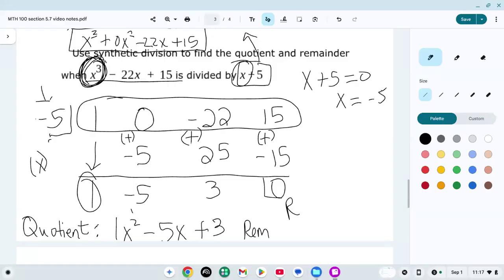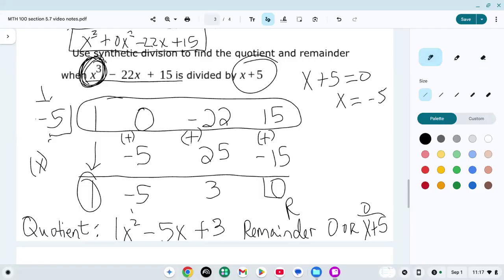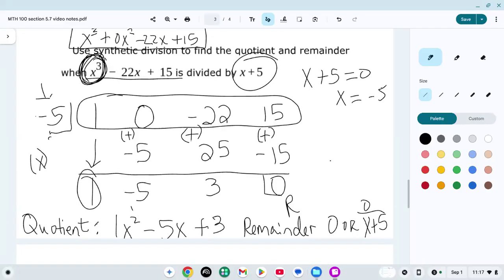Then Alex is also going to ask you to identify the remainder, which would be 0. Or sometimes Alex wants you to put that 0 over what you are dividing by. And in this case, we were dividing by x plus 5. So that's how I put the remainder. The remainder always goes over what you are dividing by. Now, I don't know which way Alex is going to want it, either just the 0 or if they want you to put the 0 over x plus 5. Just pay attention to how Alex is set up.